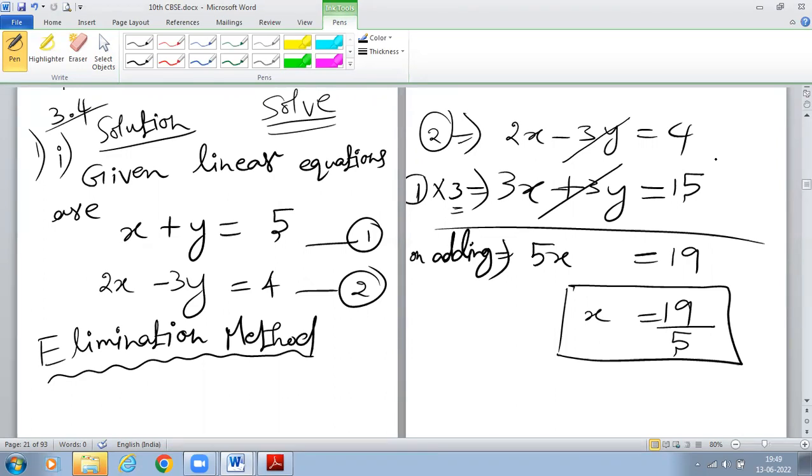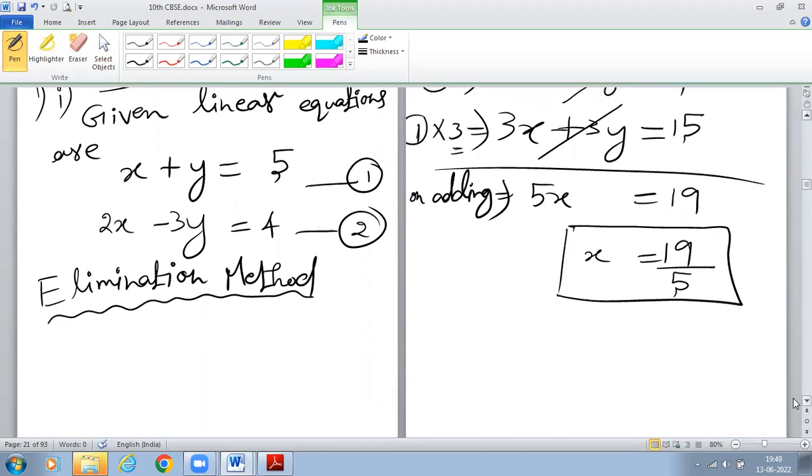Now, have you all completed up to finding x is equal to 19 by 5? Yes, sir. Okay. Next step, listen. After finding the value of one variable by the elimination method, we have to use this value of x in either equation number 1 or 2 to find the value of the other variable, that is y. I'm going to apply x is equal to 19 by 5 in equation number 1 because equation number 1 is a very simple equation, to find the value of y.